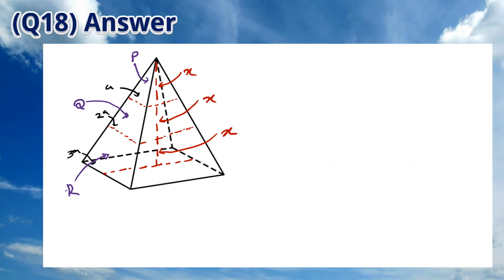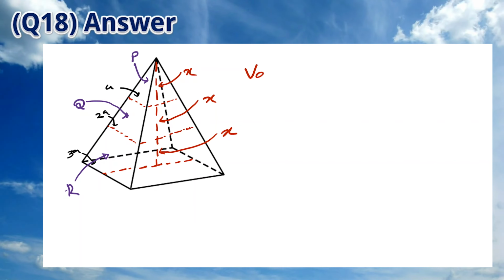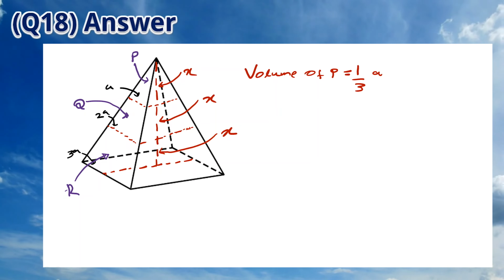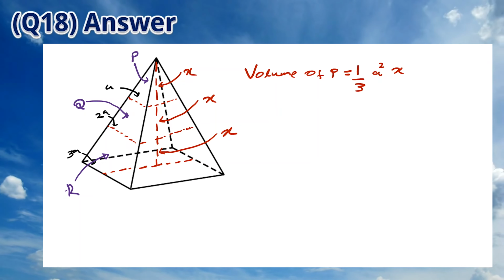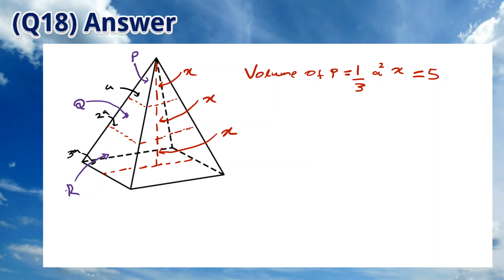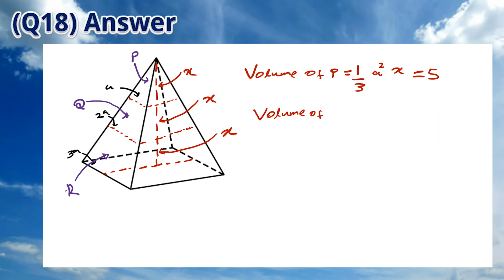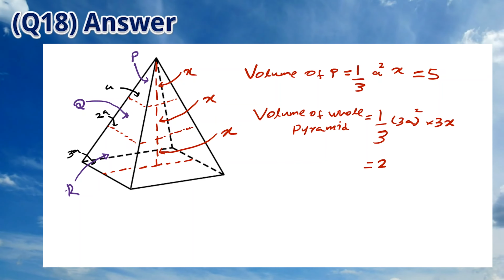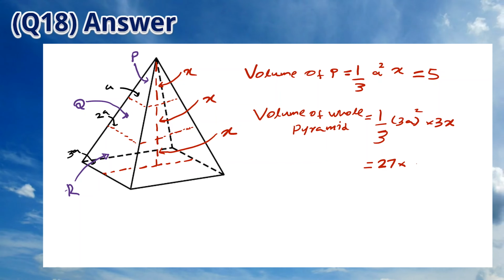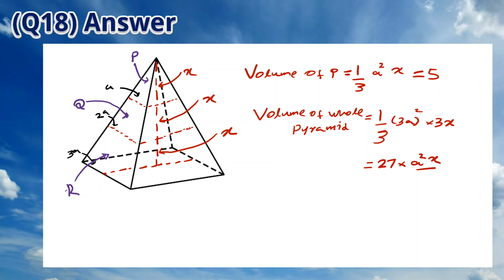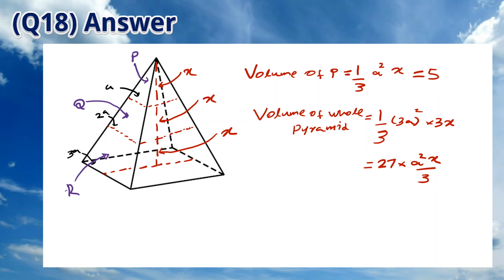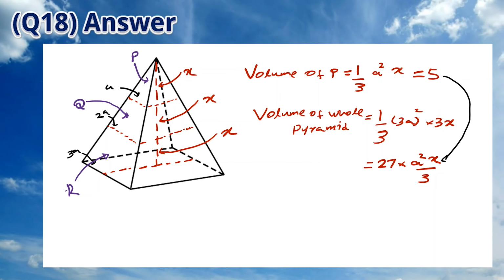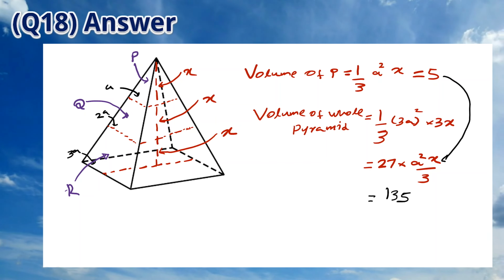Let's label this pyramid as per the diagram. We know the volume of P is equal to 1/3 multiplied by a squared multiplied by x. This is equal to 5. The volume of the whole pyramid is 1/3 multiplied by 3a squared multiplied by 3x. We can rearrange this to get 27 multiplied by a squared x over 3. We know that a squared x over 3 is equal to 5, so the volume of the whole pyramid is 27 multiplied by 5, which is 135.